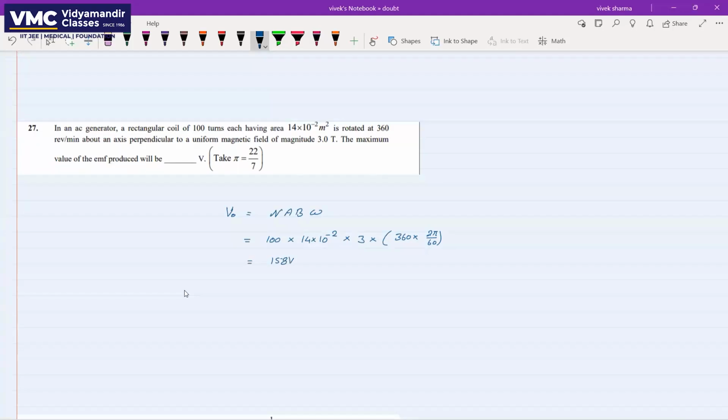1584 volt, and that is the correct answer.